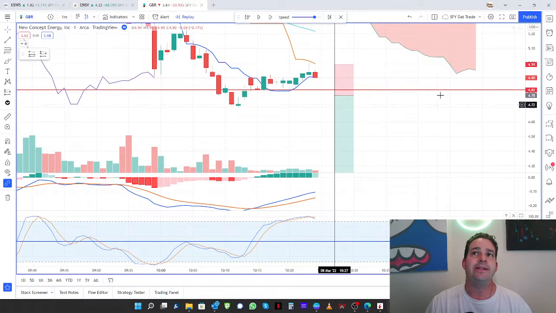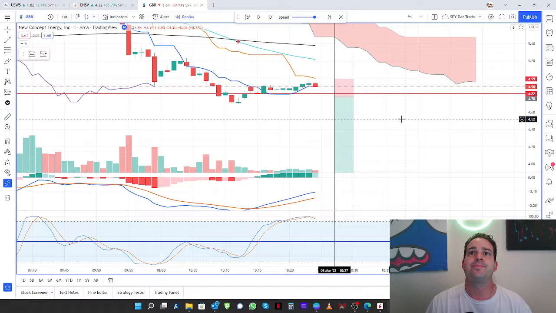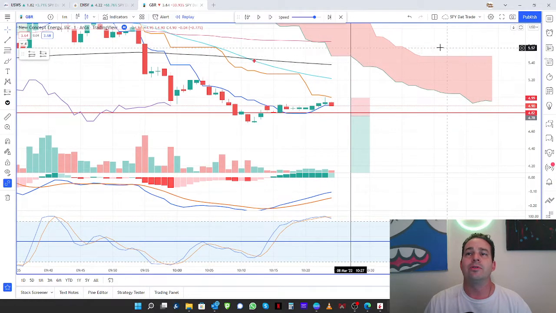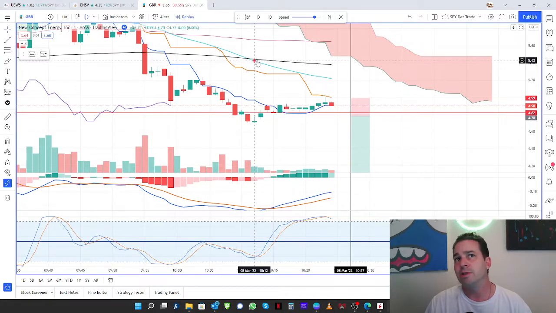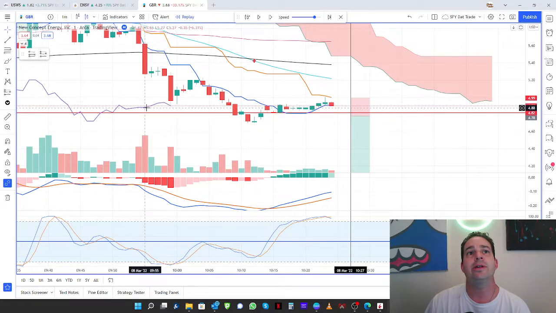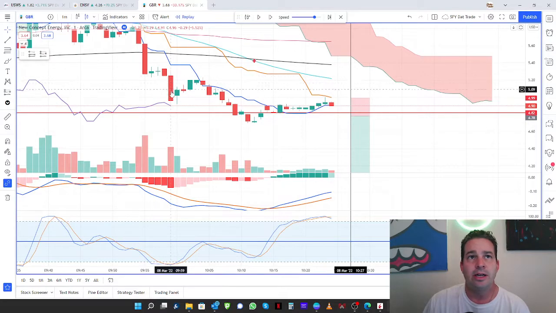I'm looking to get into this because our forward cloud is red. We actually have a cross, the 50 going below the 200, confirming that we're probably going to be going short for quite a while. And then here we have the lagging indicator. It is clear of the price action, any of these candles.